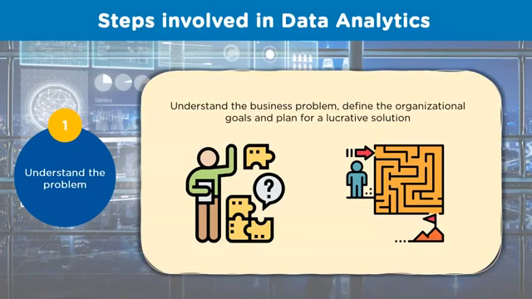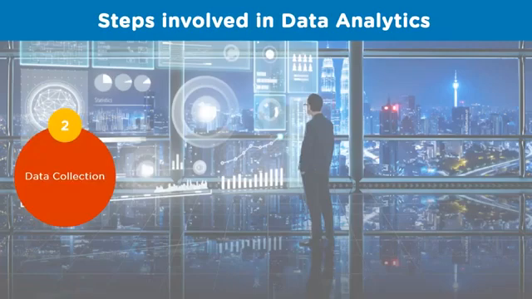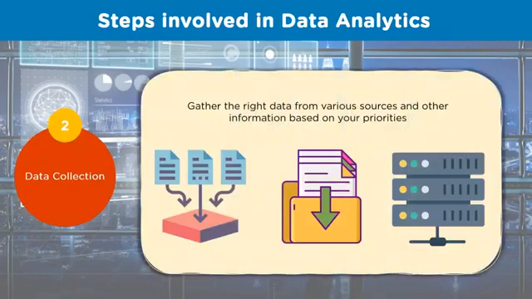Also, try to find out the key performance indicators and consider the metrics to track along the way. The second step in the process is data collection. After you have finalized your goals, it's time to start looking for your data. Data collection is the process of gathering information on targeted variables identified as data requirements.